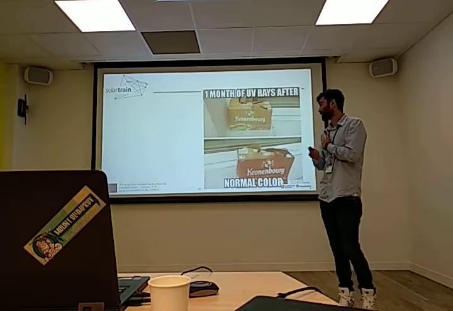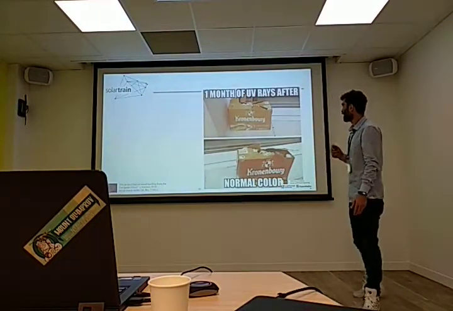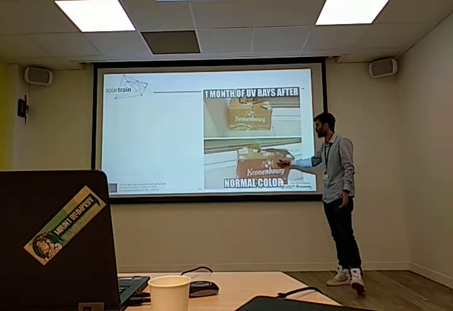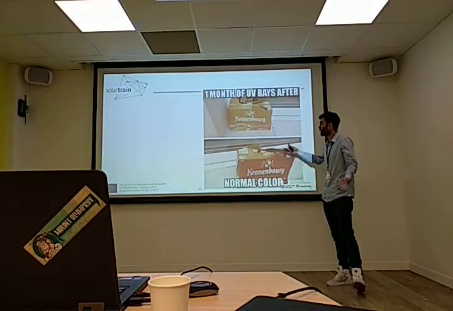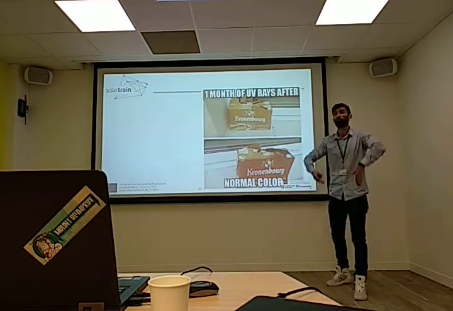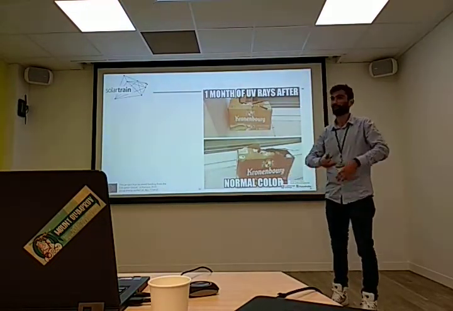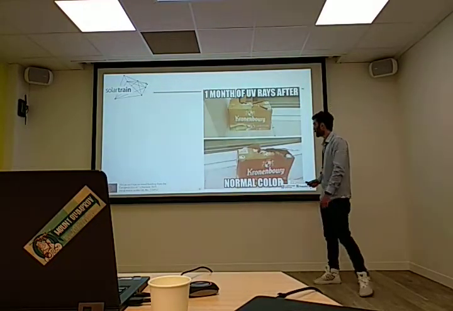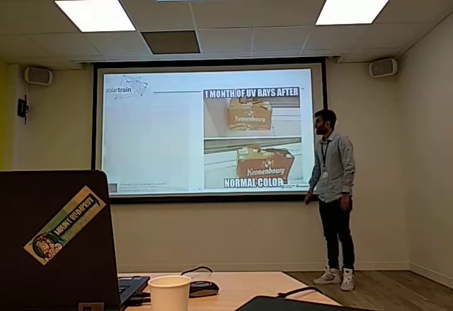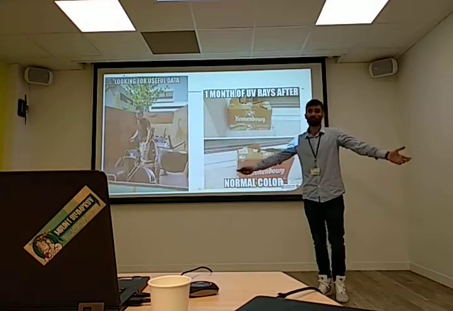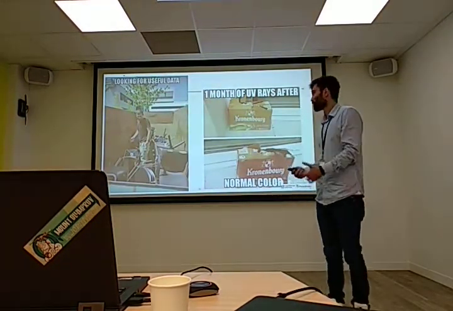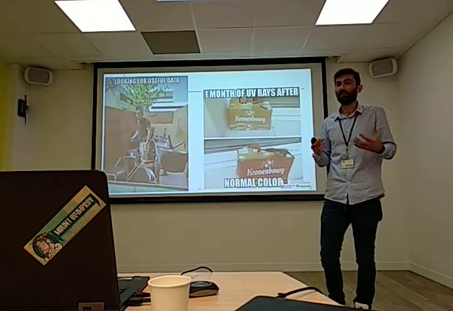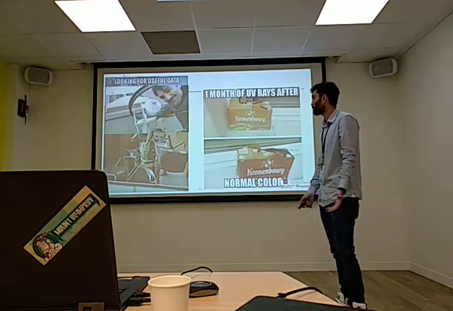When I was here last year, I had this box which I left outside with beers, and here you can see the normal color, the red one, and here it's 1 month of UV plus other radiation like visible irradiance, but I have labeled it UV just to make a point. We have so much data, as Julián also said. So what we want to do is find which are the useful ones, and how we can put this data to good use.